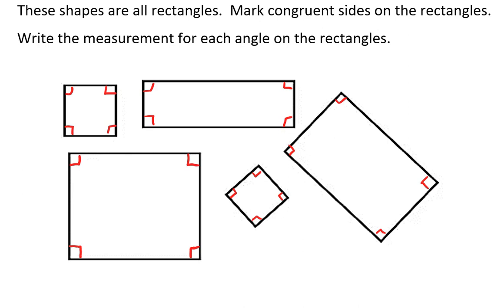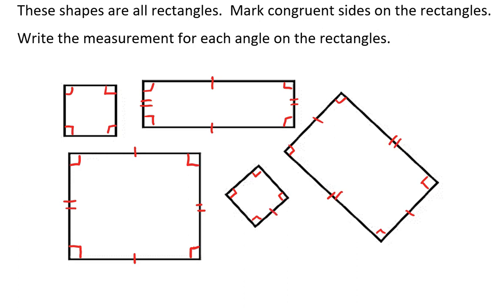I'm going to mark the sides that are congruent to each other. So here, my top and bottom are congruent, and my 2 sides are congruent to each other. On this one, the top is congruent to the bottom, and the 2 sides are congruent. Here I have 2 short sides that are congruent and 2 long sides. And what I have left are 2 squares.